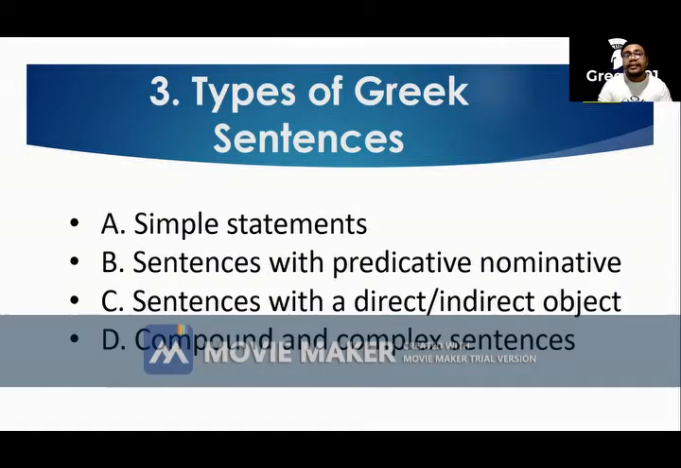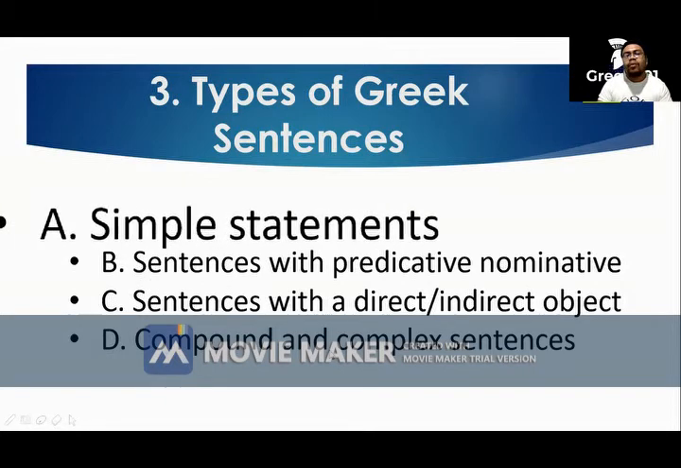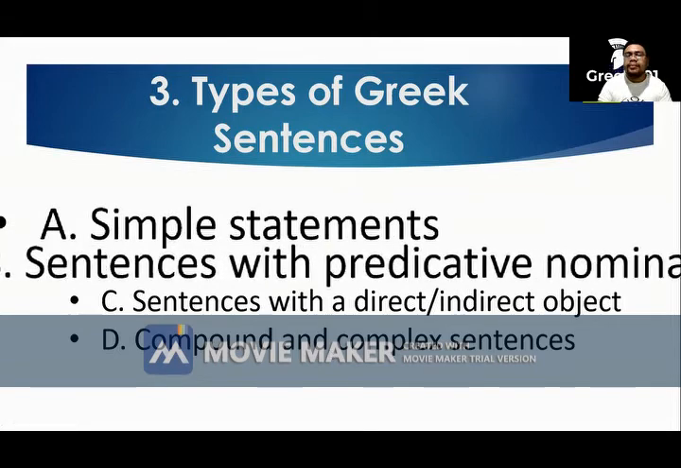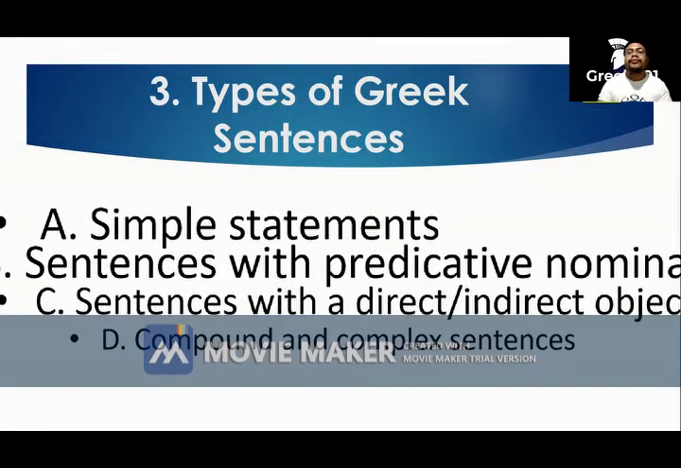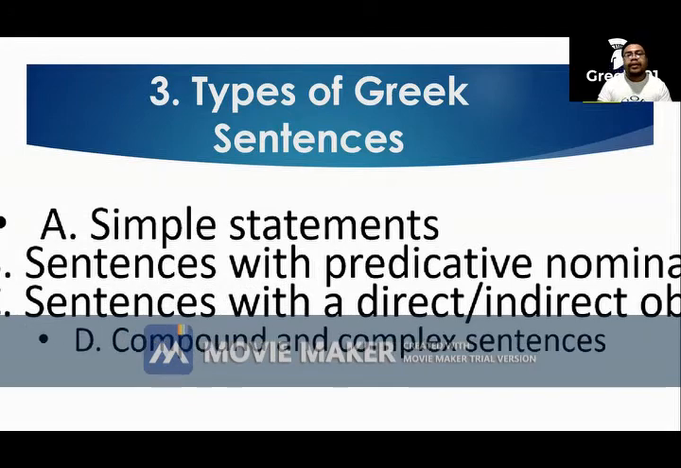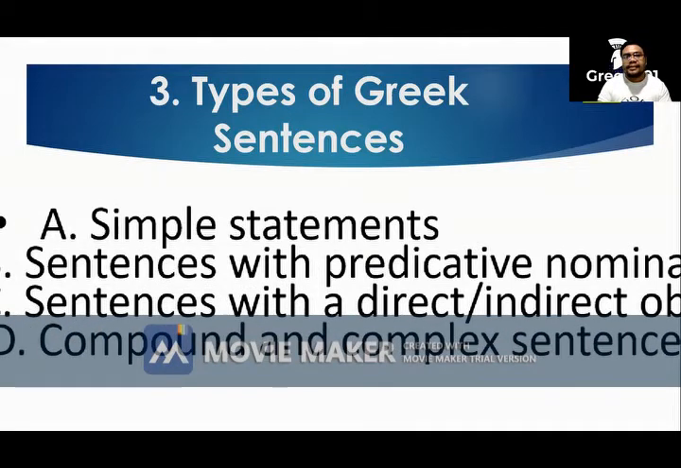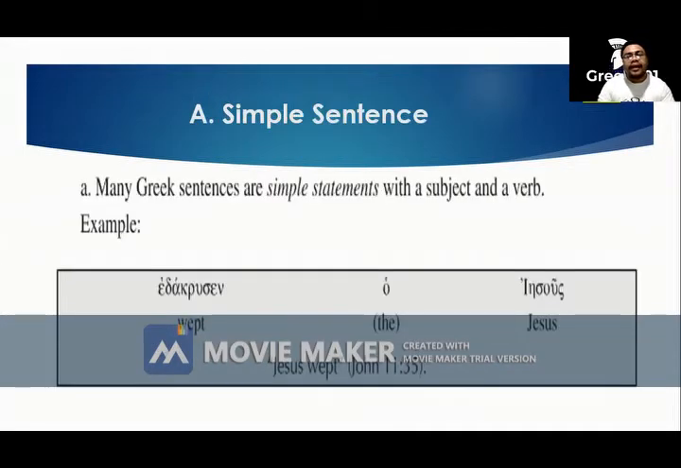Let's take a look at the types of the Greek sentences. There are four types, and number three here is the third part of our lesson. So we have simple statements also. We will learn one by one. We have sentences with predicative nominative, sentences with direct or indirect object, and we have compound and complex sentences. So let's start with the first kind, which is the simple sentence. Greek sentences are simple statements with a subject and a verb.